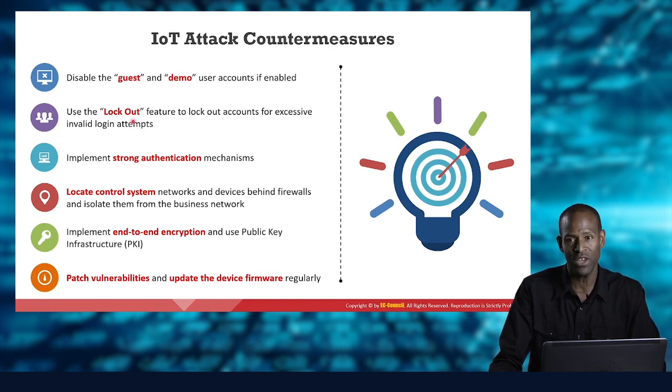Use the lockout feature for accounts that have excessive invalid login attempts. Let's say that I create an account on an IoT device called Kevin King. Some attacker tries to hack that account using a dictionary attack. They'll attempt to log in 1 time, 2 times, 3 times, and the 4th time it will lock them out and they'll have to start over again, which is a huge endeavor. So if you have an account lockout feature on your IoT device, make sure you have it turned on for all accounts on that IoT device.